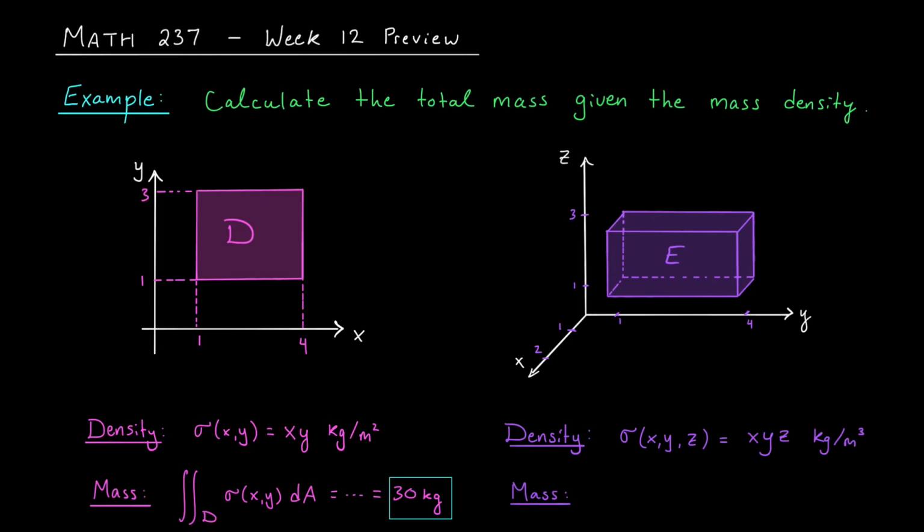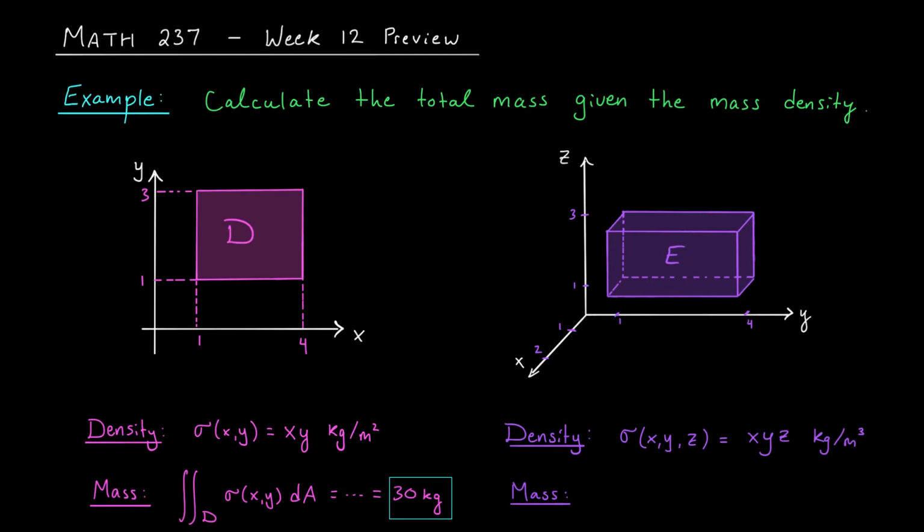Well, based on what we know in the two-dimensional setting, maybe we could integrate this density function to find the total mass. The trouble is, we don't currently know how to integrate a function of three variables, and we don't know how to integrate throughout a three-dimensional domain. These are notions that will be introduced in week 12 when we talk about triple integrals.